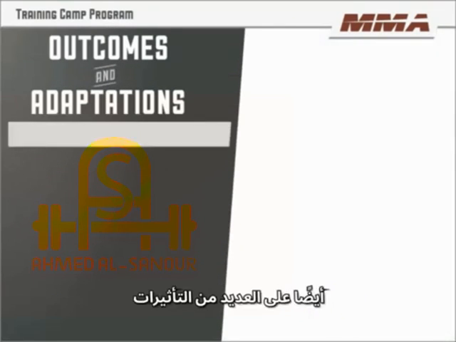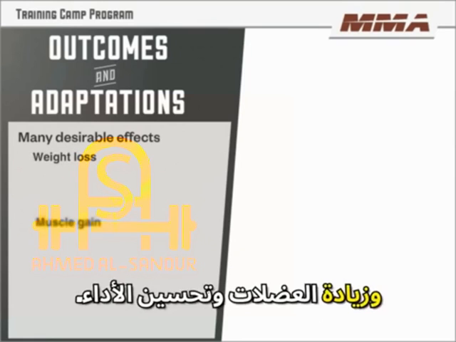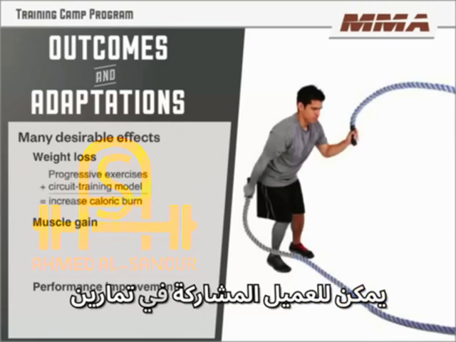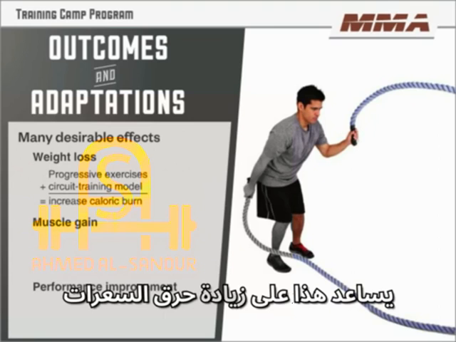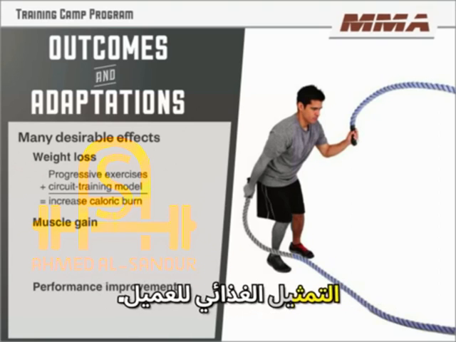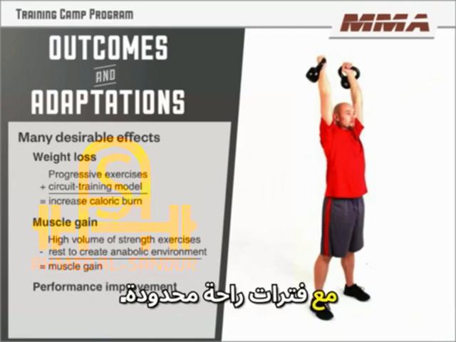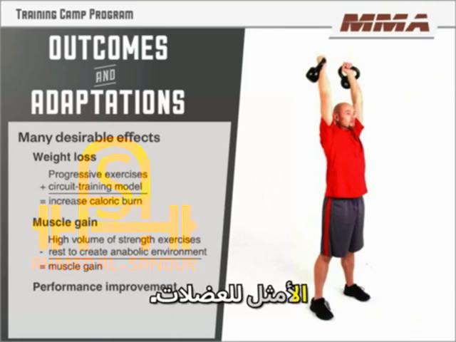The Training Camp program also has many desirable effects, including weight loss, muscle gain, and performance. For weight loss, a client can engage in progressive exercises that use a circuit training model. This helps increase caloric burn, as well as the client's metabolism. For muscular gain, a client can use strength training exercises with limited rest periods. This creates an anabolic hormonal environment that's necessary for optimal muscle growth.